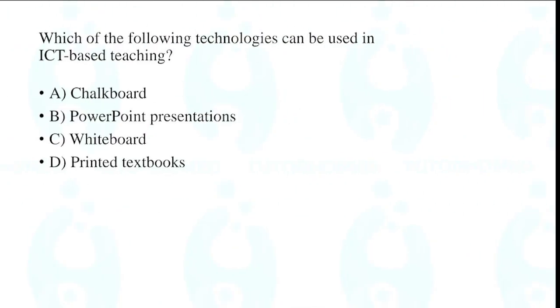Next question: which of the following technologies can be used in ICT-based teaching? Is it a chalkboard, a PowerPoint presentation, a whiteboard, or a printed textbook? See, the chalkboard, whiteboard and printed textbook are all required in traditional classroom teaching, right? Which is the one left? That is PowerPoint presentation. PowerPoint presentations are a common ICT tool, because the one I am using right now is an ICT tool, which can be taken as modern teaching to enhance the learning experience. So the answer is PowerPoint presentation.